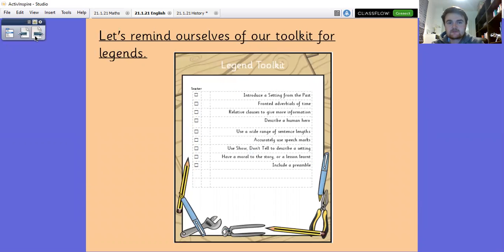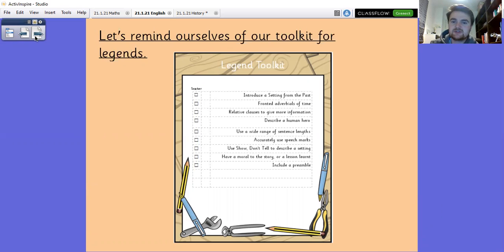Now, here are some things that we need to make sure that we're using in a legend tale. So you need to introduce a setting from the past, which hopefully most of you have done. Fronted adverbials of time, which I know lots of you have been using. Relative clauses to give more information. Have a go at getting those in. Remember, we can add extra information by using which or who in the middle of a sentence with commas around it. I have been trying to push people towards using that in the feedback to your writing. Hopefully some of you will be able to get them in.